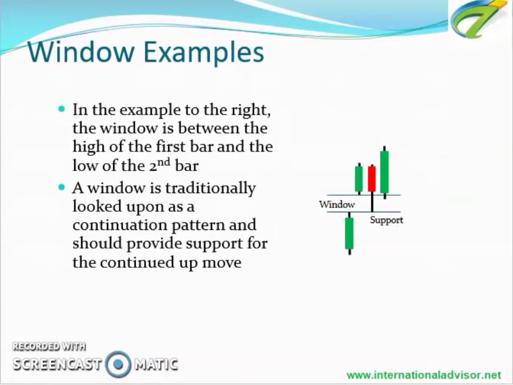Window examples. In the example, the window is between the high of the first bar and the low of the second bar. This is the gap. This is called a window. A window is traditionally looked upon as a continuation pattern and should provide support for the continued up move.